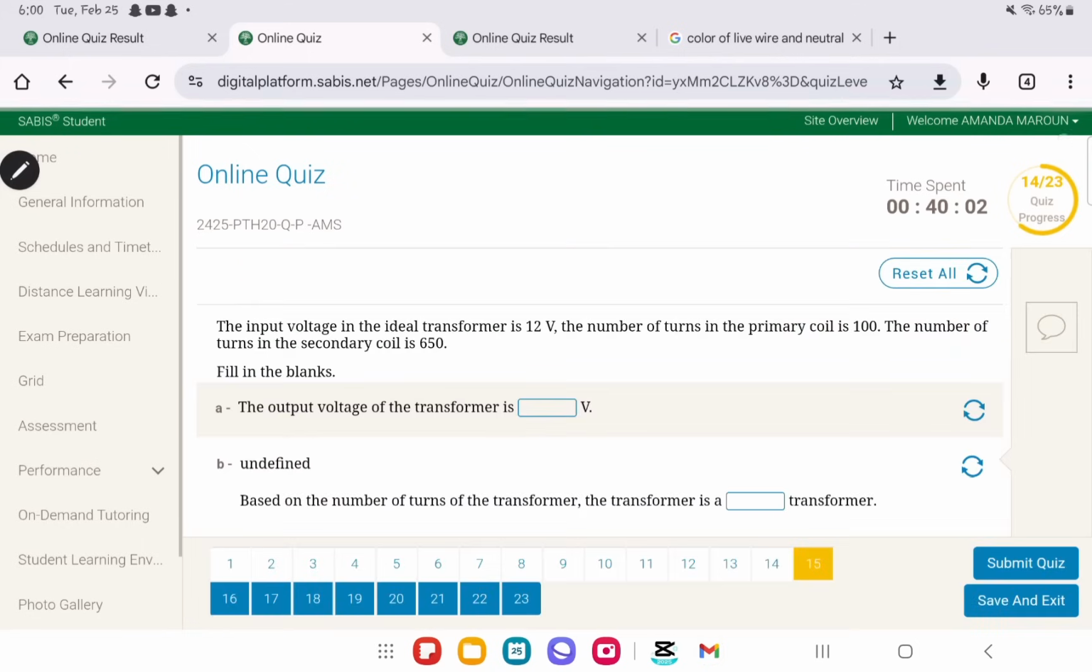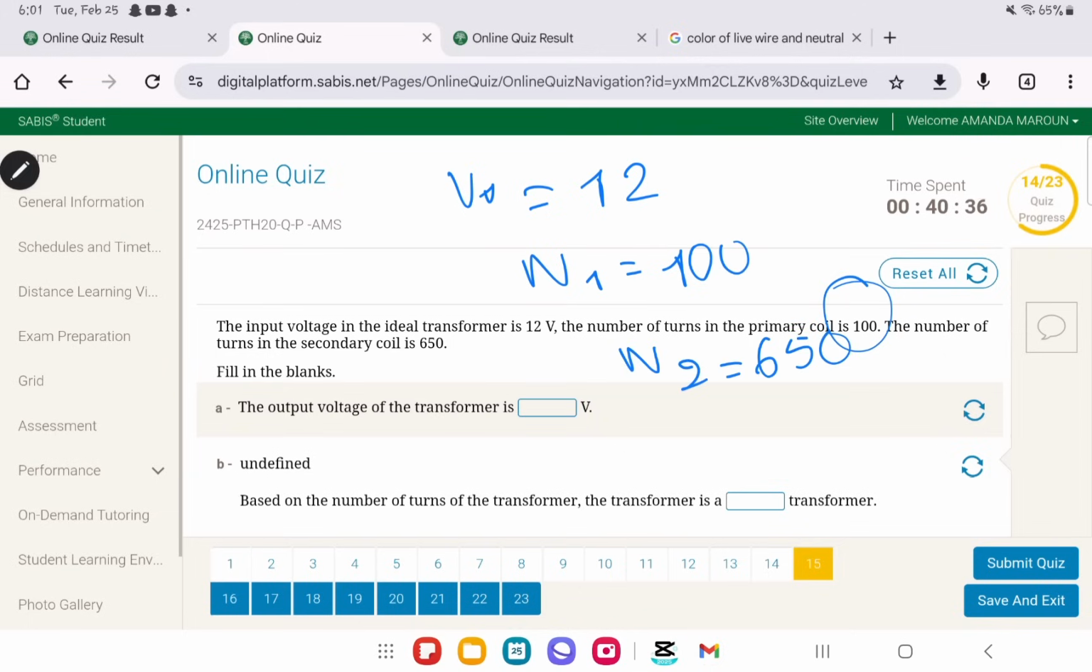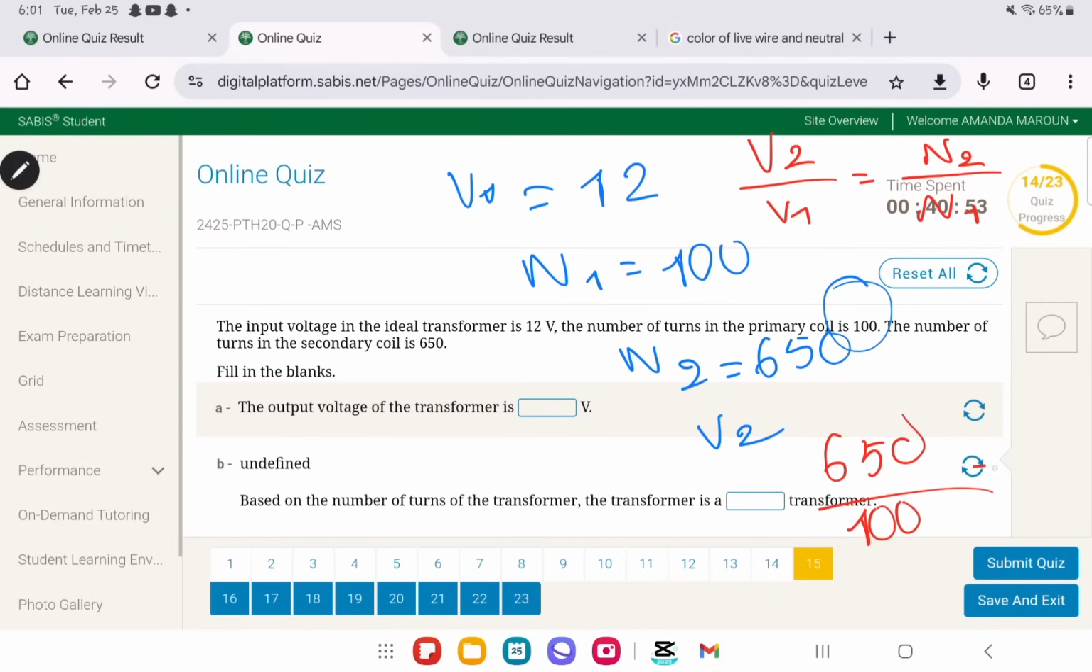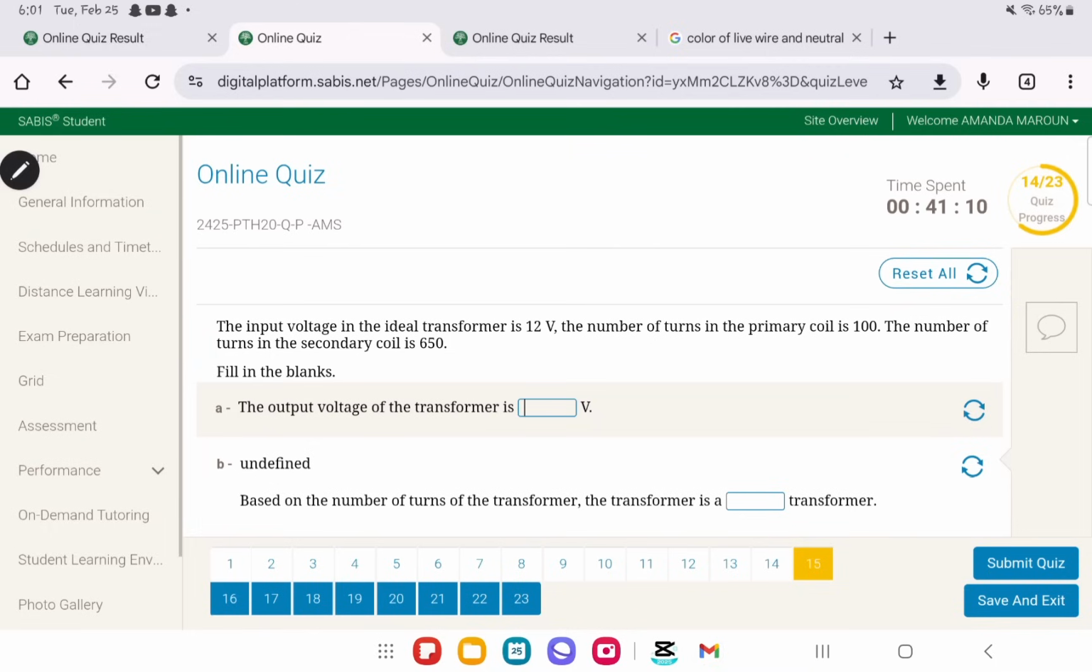We move on to question number 15. The input voltage in the ideal transformer is 12 volts. The number of turns in the primary coil is 100 turns. The number of turns in the secondary coil is 650 turns. So V1 is 12, N1 is 100, N2 is 650. They need the output voltage, which is V2. Very simply, we will follow the equation: V2 over V1 is equal to N2 over N1. So 650 over 100 is equal to V2 over 12. Now you do cross multiplication. You get 650 times 12 over 100, and you are going to get 78. So V2 is equal to 78 volts.